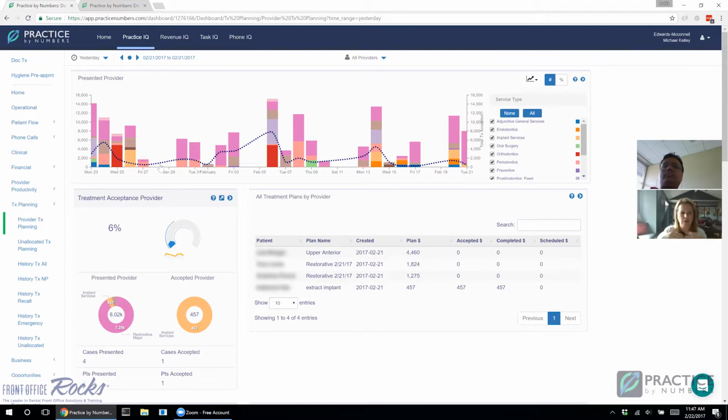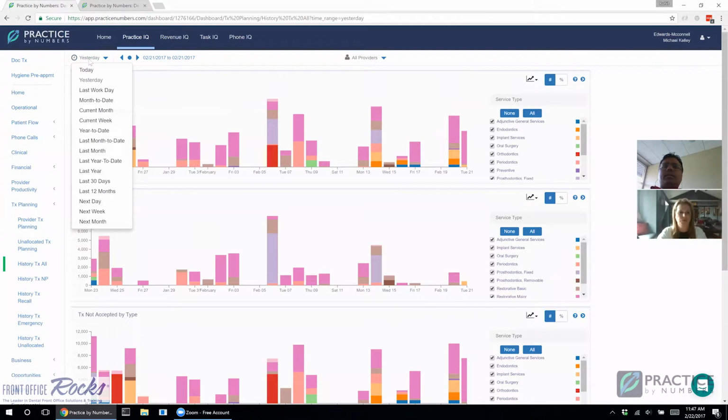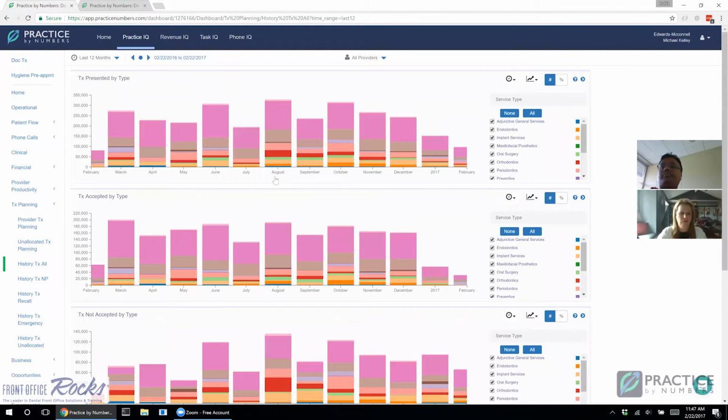So can you show us the treatment history and then how we can start to track that our office is improving? Yeah, so I've clicked on the history tab right here, treatment history, all. This is for all patients. And I'm going to change this time frame to, let's say, the last 12 months. So what this has done is it's showing me all of the treatment that was presented and what has been accepted.